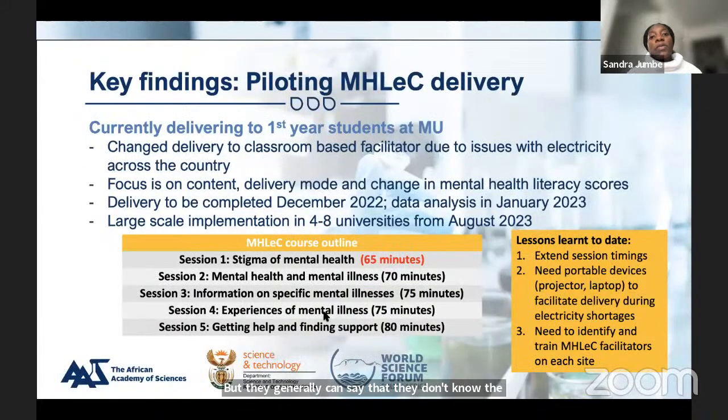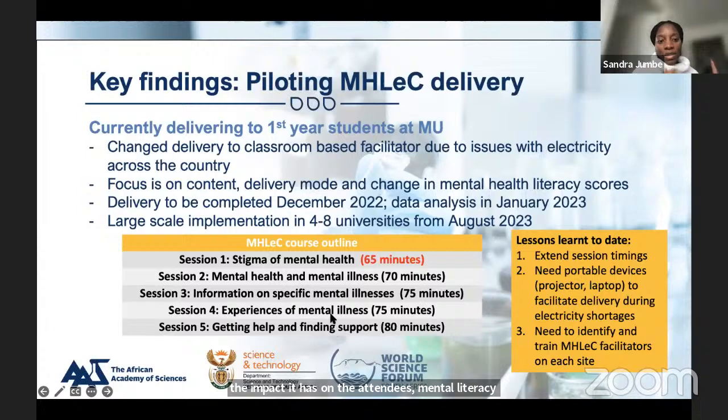So we used the insights we got from the qualitative studies and the survey to come up with an e-curriculum that looked at improving mental health literacy. We're currently delivering this to first-year students at Millennium University. The focus really is to look at whether the content is acceptable for young people, the delivery modes, whether it's feasible to deliver it online, and also the impact it has on the attendees' mental health literacy scores. And this is just an outline of the content.